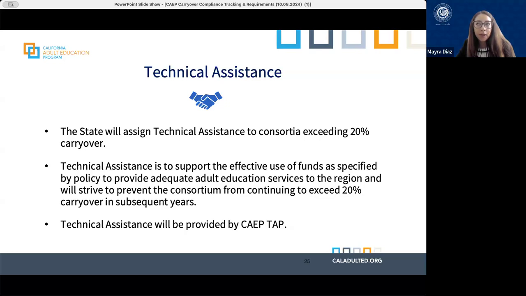Essentially, with the carryover compliance tracking for the consortia, funds are not taken away from the consortia. The actions are completing a written expenditure plan to ensure that the members of that consortia are assessing that carryover and making decisions to best allocate and expend those funds that ultimately benefit and serve the needs of that region. We will be assigning technical assistance for those that are flagged to ensure that the members are working towards that expenditure plan. Technical assistance will be provided by our Cape TAP, and both SCOE and NOSI will be available to help provide additional support. Next slide, please.